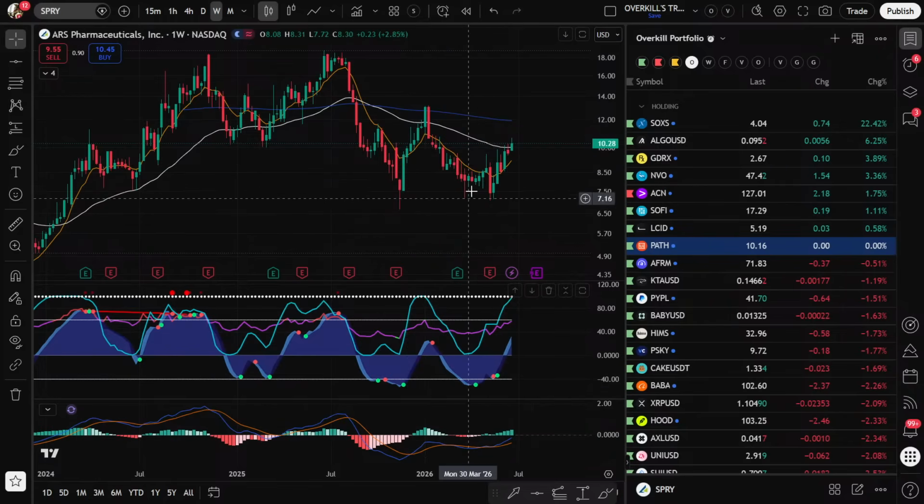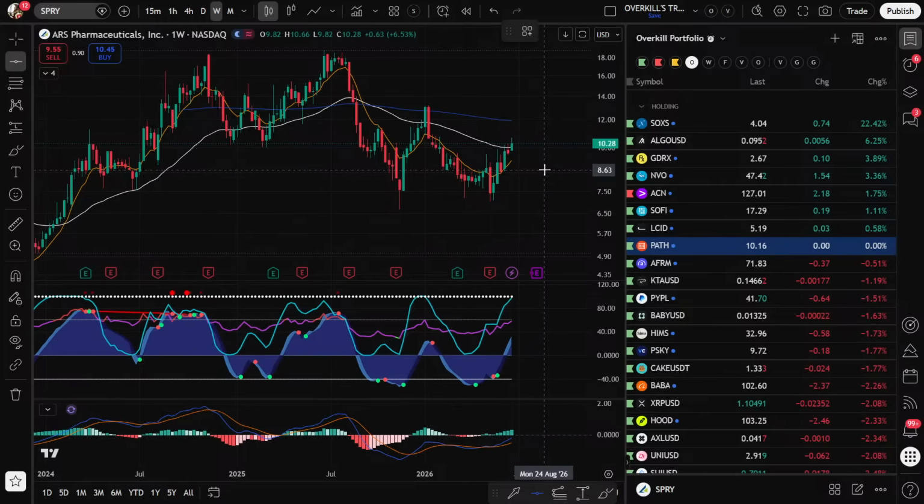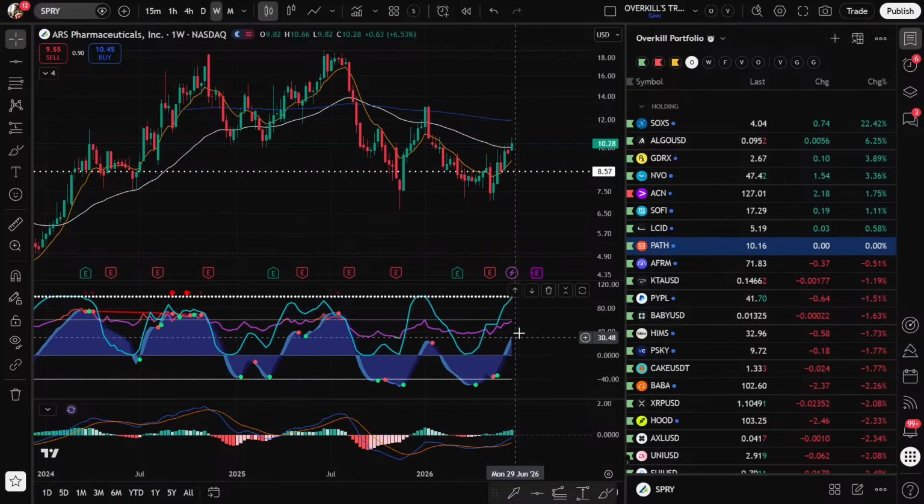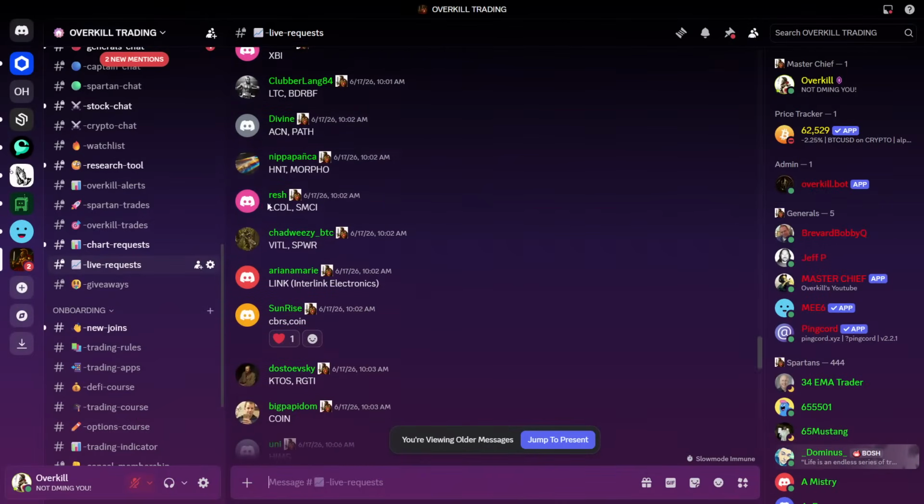Pharmaceutical company. We got our signals down here at 8. It's up around 20%. So I'd make sure it holds on to 8.50. Looking for the red dot to sell it.